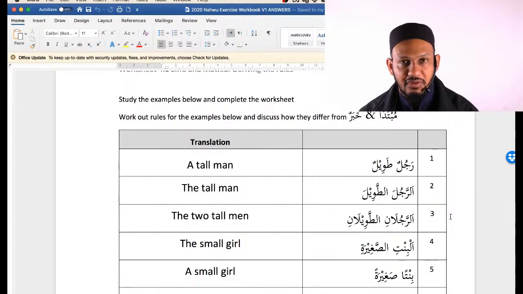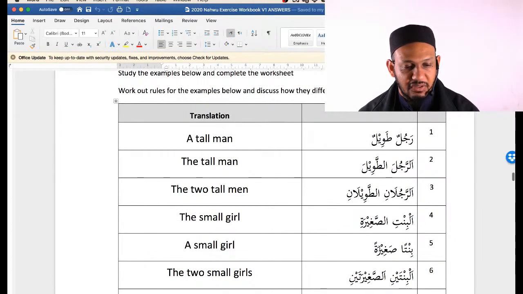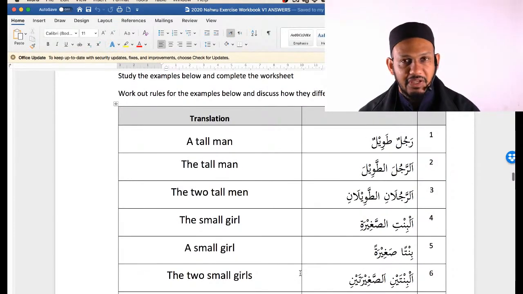Just based on those few examples, listen to all of it quickly. Bintan Saghiratan means a small girl. And the last one here, Al-Bintaini as-saghirataini, means the two small girls. So, based on these examples, we discussed some patterns that we found.